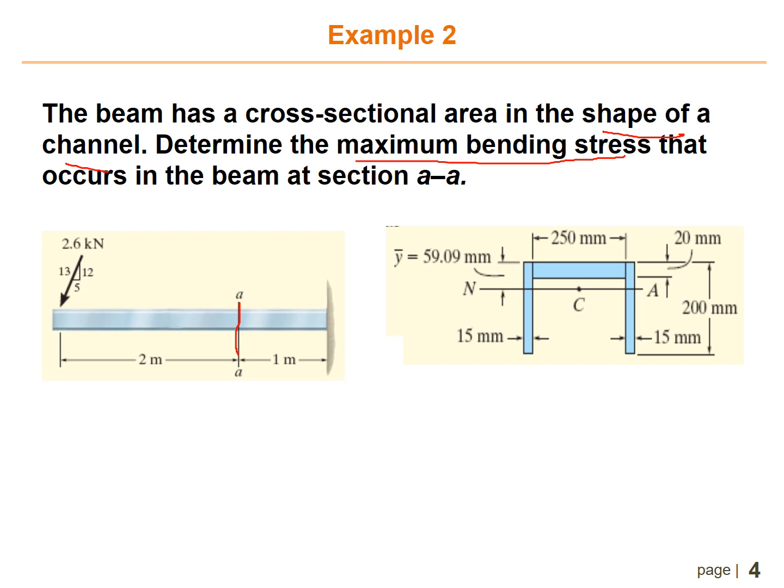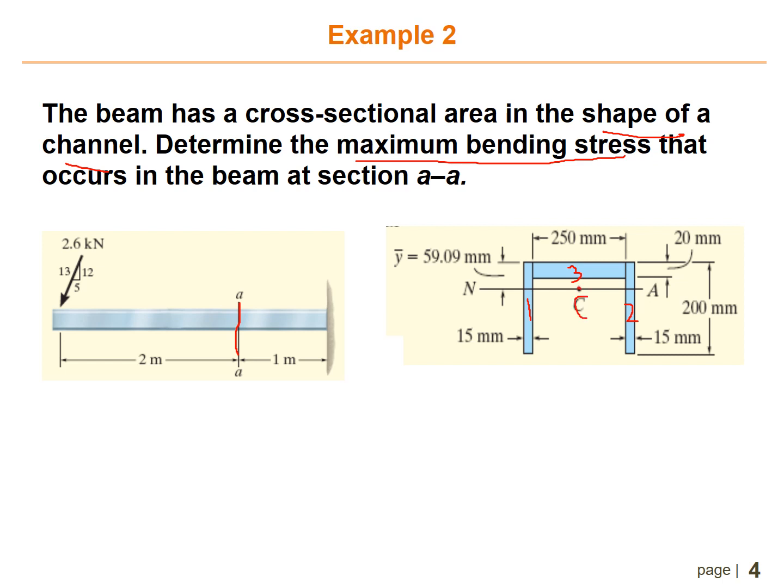You can see in example number 2, the beam is a cantilever with a point load. This one is the shape of a channel. You can see part number 1 and part number 2 are the same size, and part number 3 is different. One more thing you must remember, this one is the point at C.